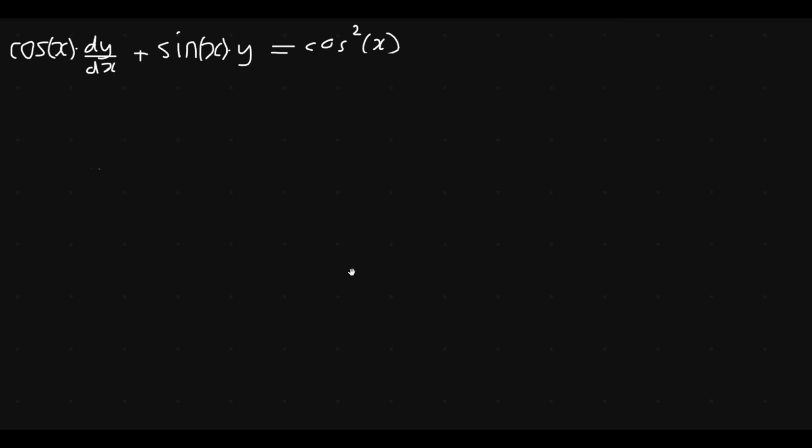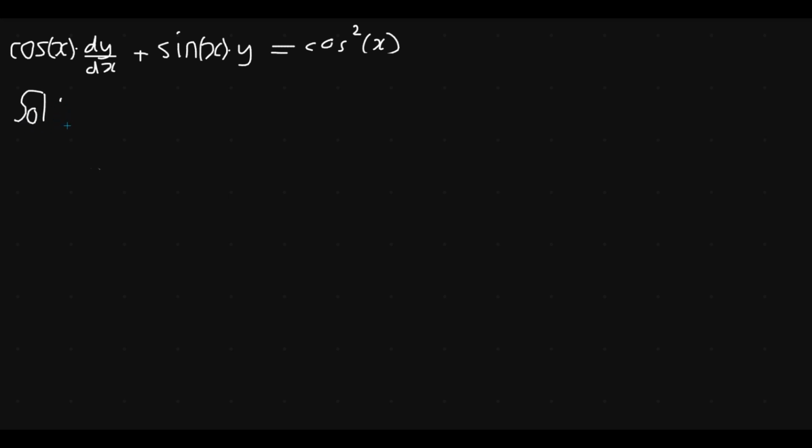Okay, hello everybody. Today we are going to be doing a differential equation: cosine x times dy by dx plus the sine of x times y equals cosine squared of x. So let's just jump straight into this, okay? So we're going to say solution.